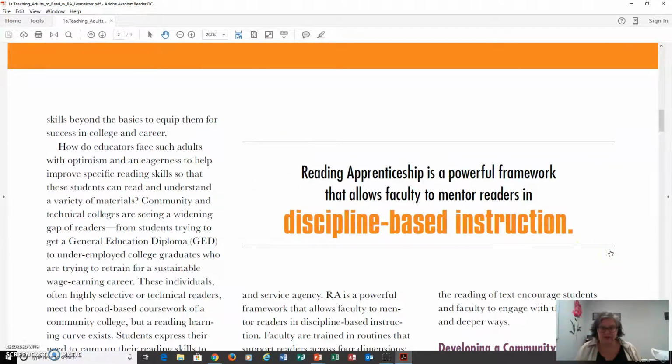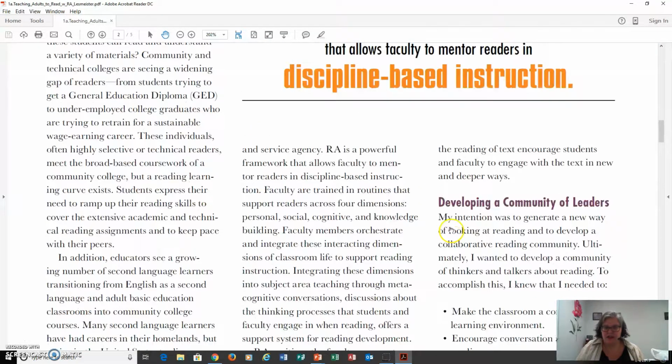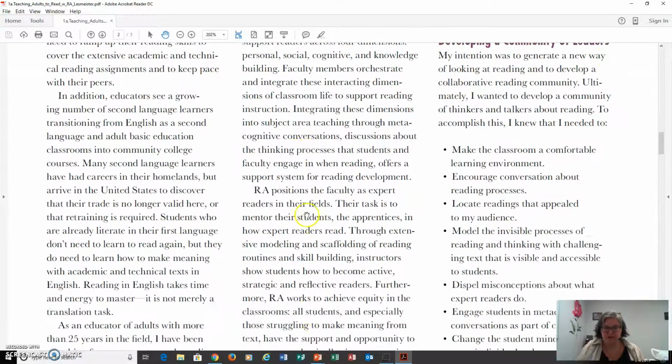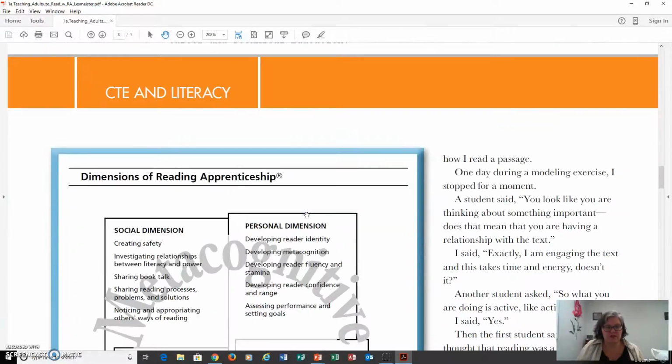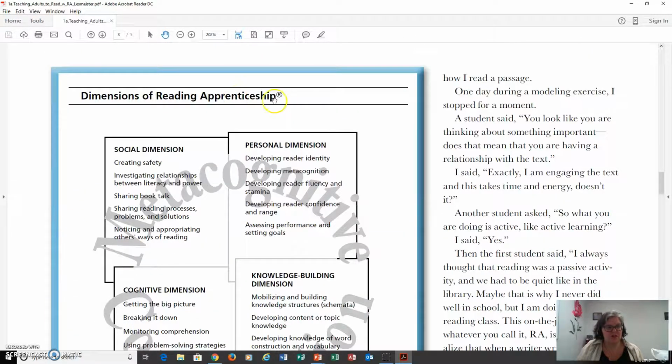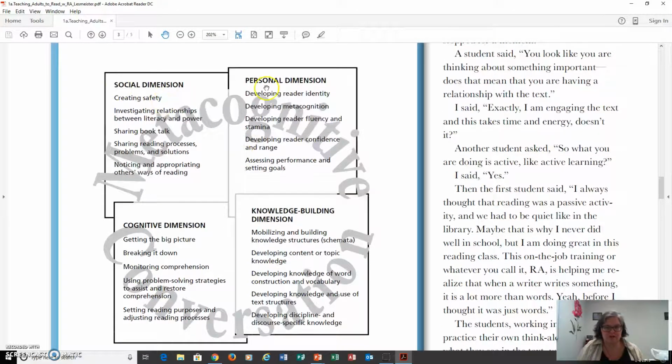Okay, so now based on this pull quote, I know that this article is writing to faculty, and not necessarily reading faculty. It can be any kind of faculty. All right, got some headers, developing a community of leaders. I got another graphic. Okay, so dimensions of reading apprenticeship. There's 4 dimensions: social dimension, personal dimension, knowledge building dimension, cognitive dimension.